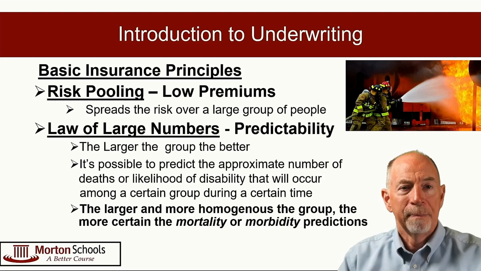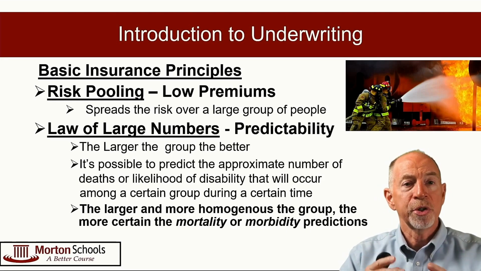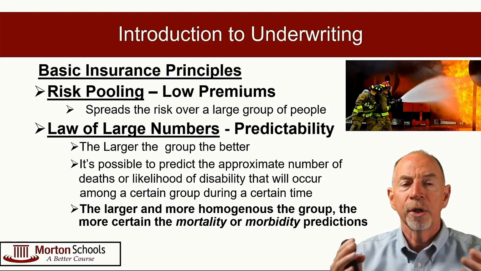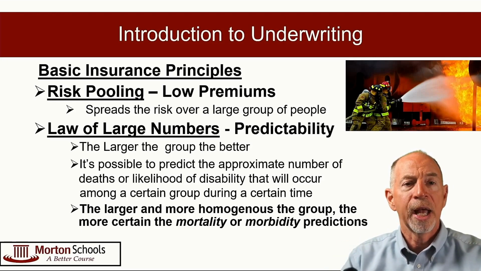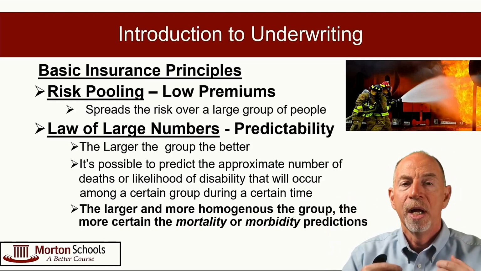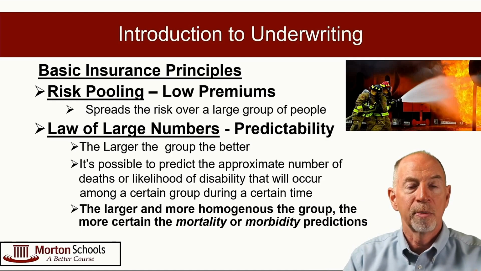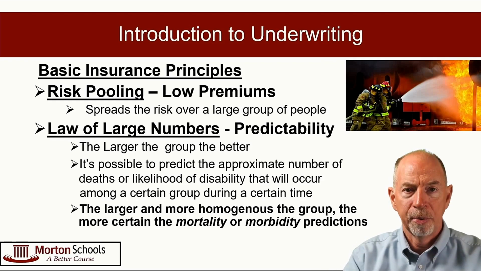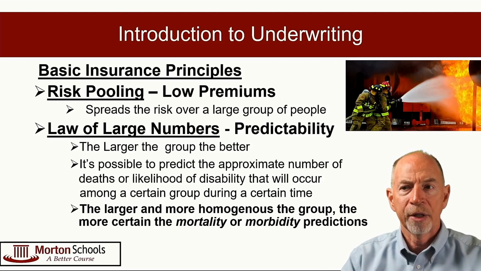What do I mean by that? Well, that means that insurance companies need to be able to predict their losses so that they can accurately set the premiums. Remember, the insurance company's got to, once again, make sure more money goes into the bucket than comes out of the bucket. In order to do that, they have to be able to predict the number of losses to set their premiums. The concept here is that we've got to get a lot of people into the group in order for that to work.